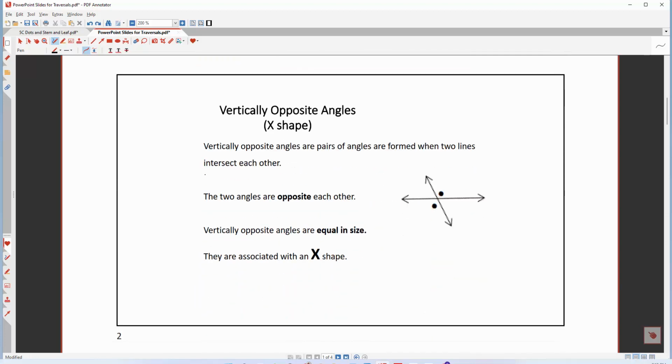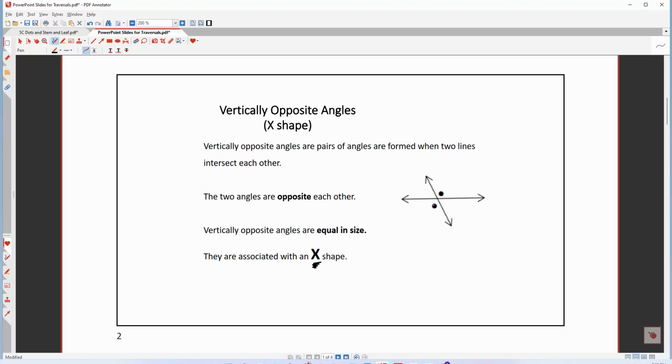So let's look at how this traversal intersects with a line. The first one, we've done already. This is vertically opposite angles. What we looked at the other day was that vertically opposite angles are pairs of angles that are formed opposite each other, they're equal in size, and they're typically denoted with an X shape. We can see here that we've got a line and another line intersecting with it.